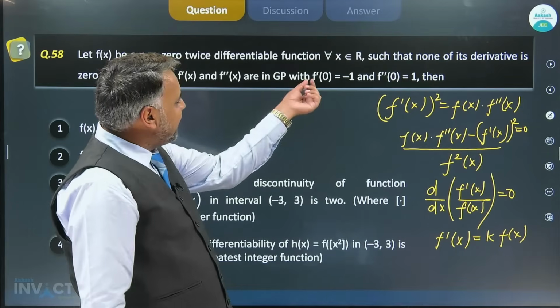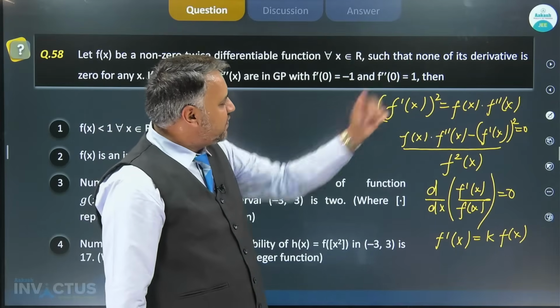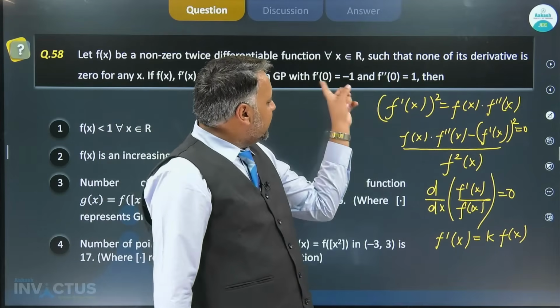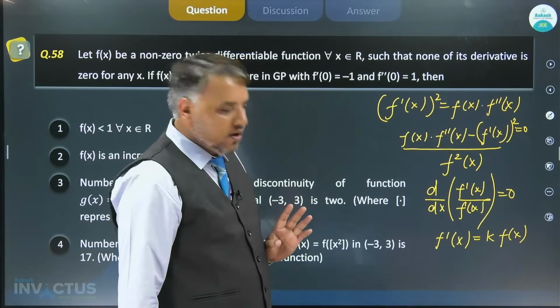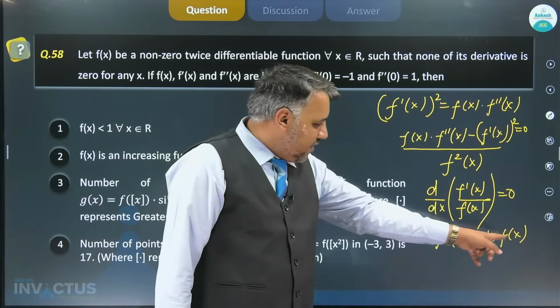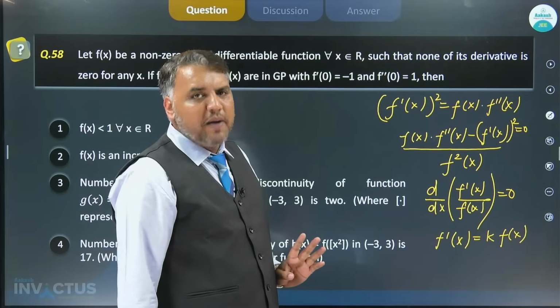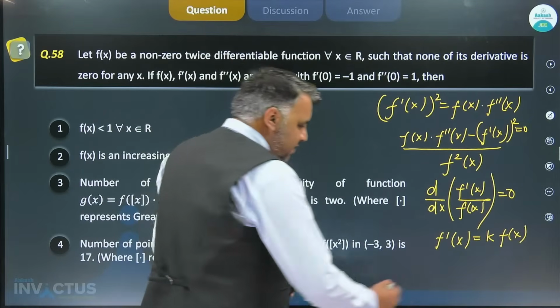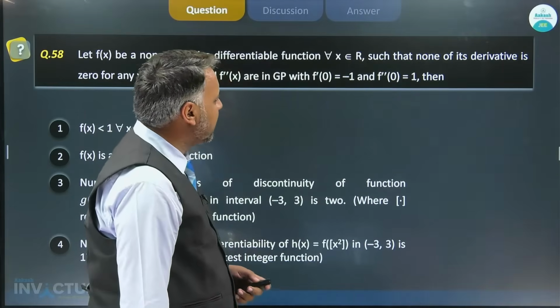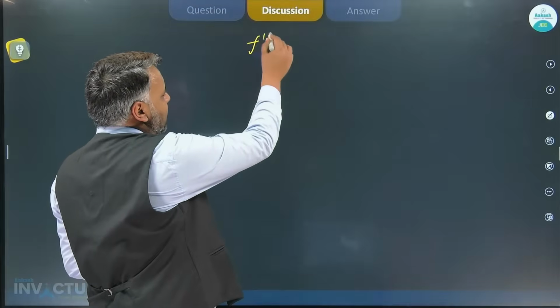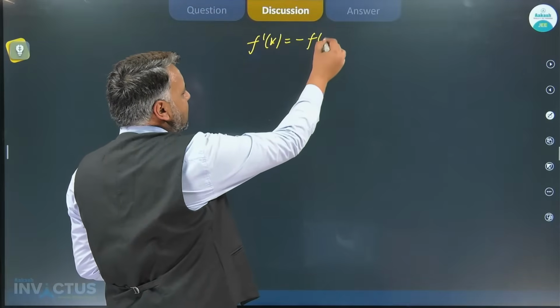Now f dash 0 is -1, f double dash 0 is 1. So if we put these value in the first equation, we'll get f of 0 is also 1. So f of 0 is also 1, then you can calculate the value of k by putting x is equal to 0 here. So k will be equal to -1. Now the question is over, simple. F dash x, we got f dash x is equal to minus fx.